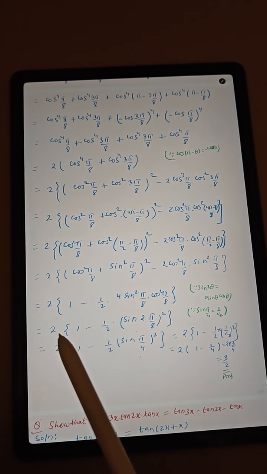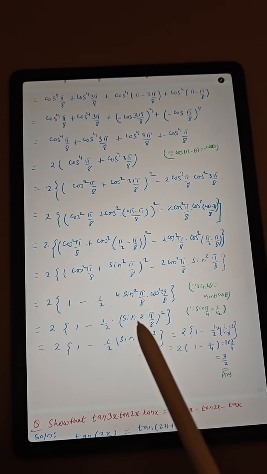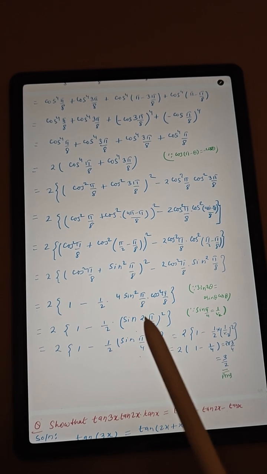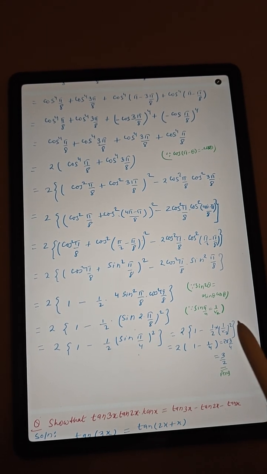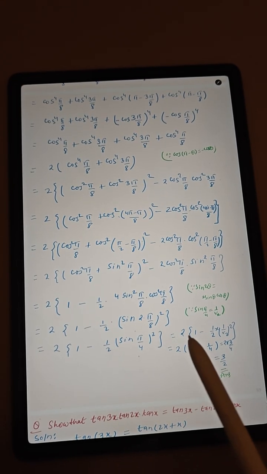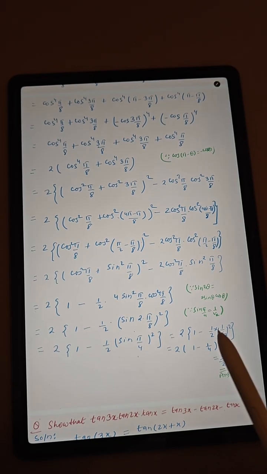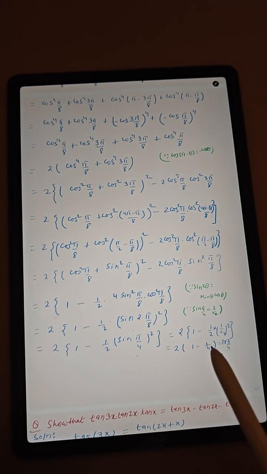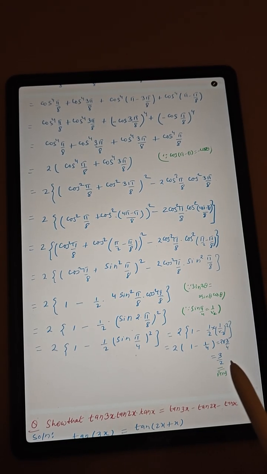So you can write twice of 1 minus 1 by 2, and this is sin 2 into pi by 8 whole square, because sin 2 theta. So 2 times pi by 8 is just sin pi by 4 whole square. Sin pi by 4 you know is 1 upon root 2. So twice of 1 minus 1 by 2 into 1 upon root 2 whole square. This will give you 1 upon 2 into 1 upon 2, so 1 by 4, that is 4 minus 1, 3 by 4. So 2 into 3 by 4, so 3 by 2 is the answer.